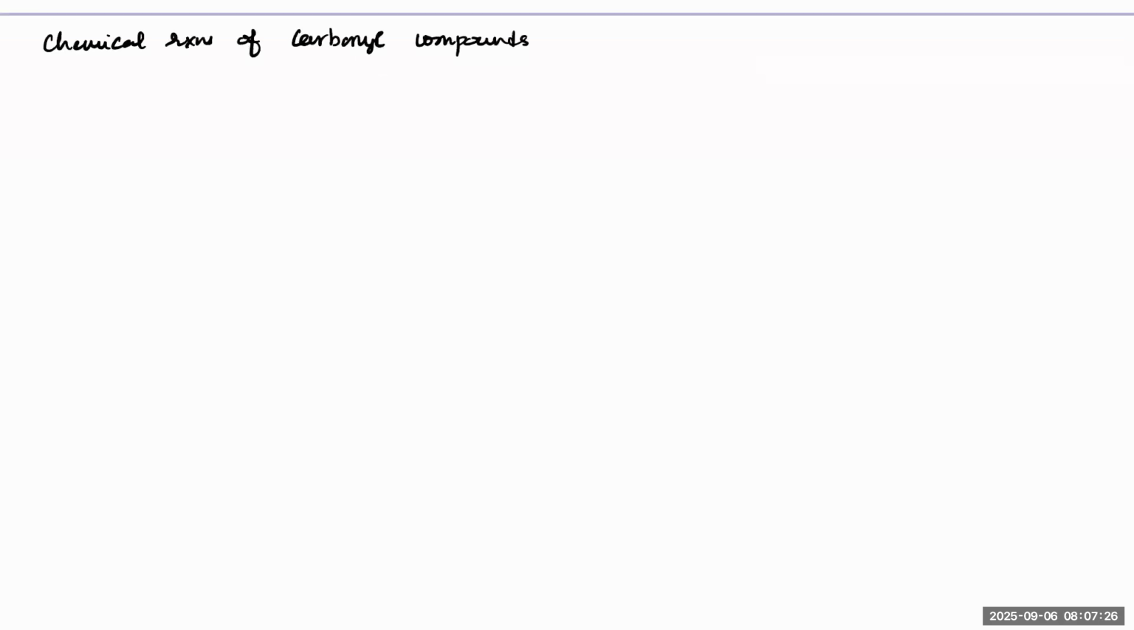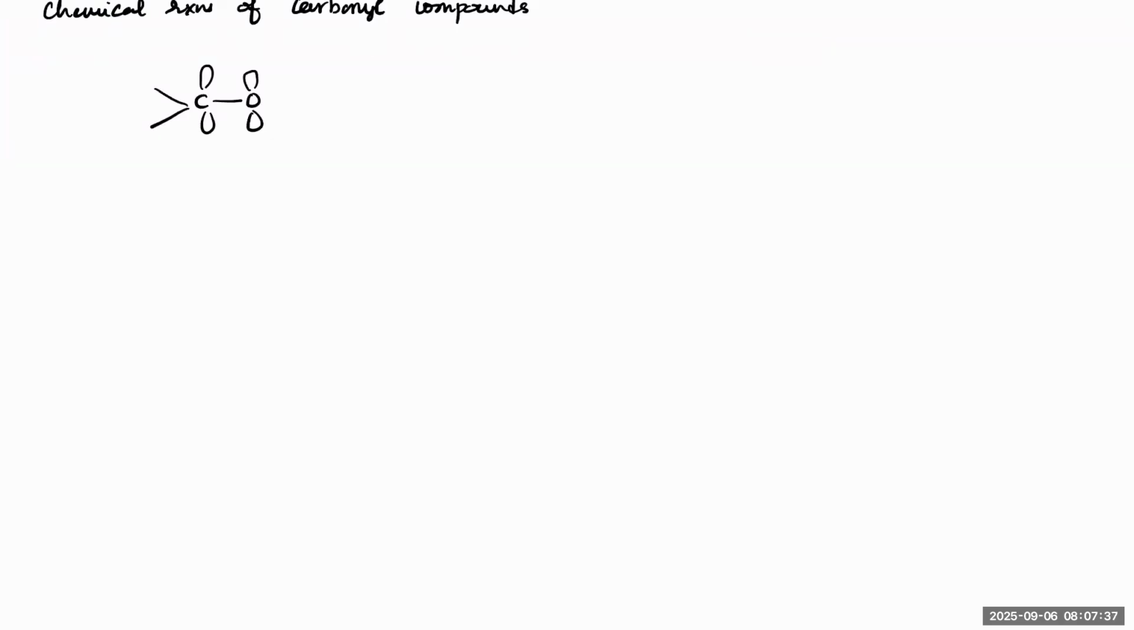Last we discussed was preparation reactions. Now let us discuss chemical reactions of carbonyl compounds. To understand what type of reactions take place, first you need to understand the structure, how it looks like. Typically, a carbon oxygen bond should be like this, with a pi bond forming here, correct?